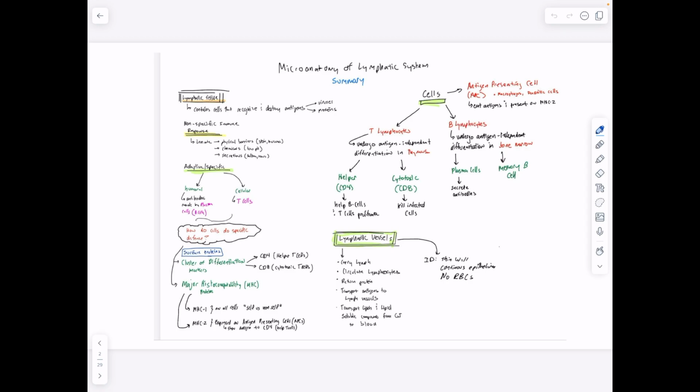We have our lymphocytes: T and B lymphocytes, helper T, cytotoxic T lymphocytes. B lymphocytes can take the form of plasma or memory B lymphocytes, but we'll also just see them as undifferentiated B lymphocytes here.